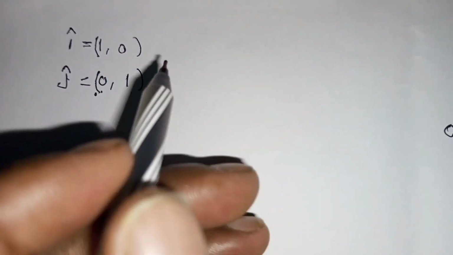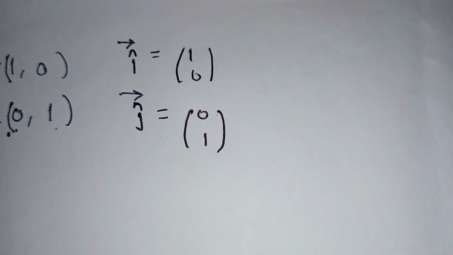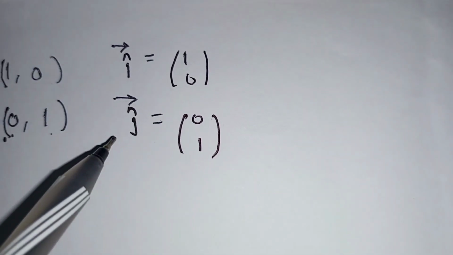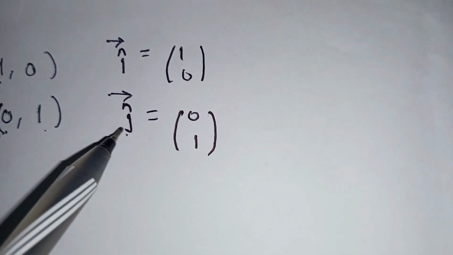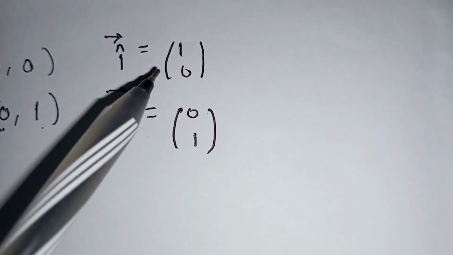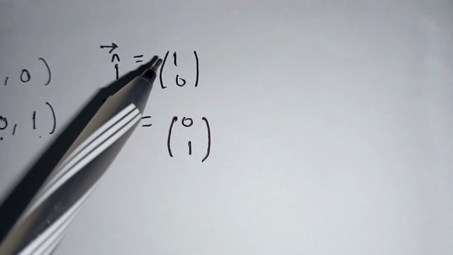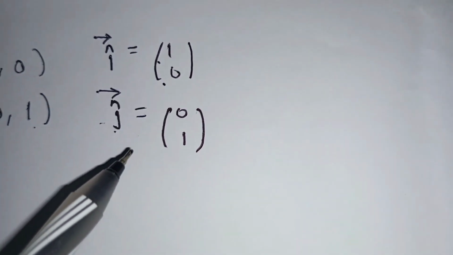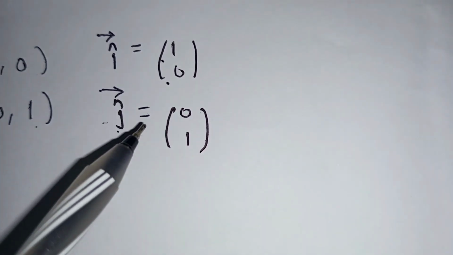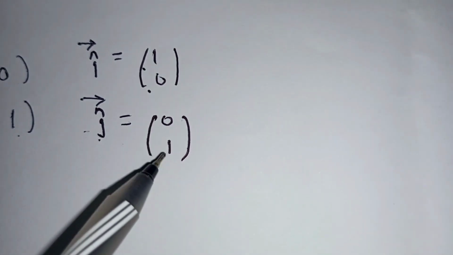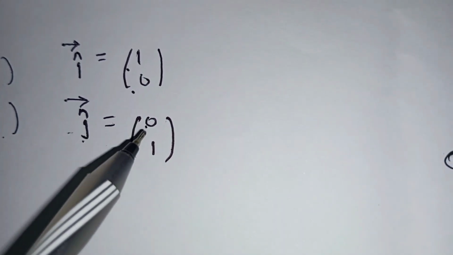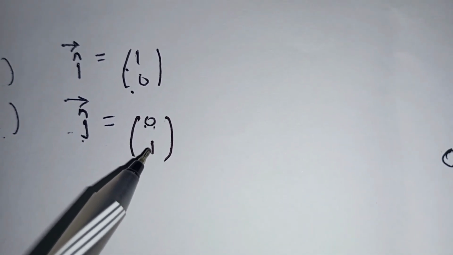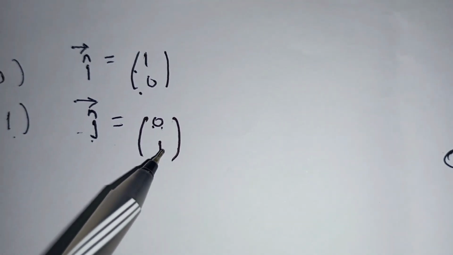So in terms of the vectors themselves, the column vector for i is (1, 0), and the column vector for j is (0, 1). Again, this implies that for i you move 1 step along the x-axis and 0 steps along the y-axis, and for j, it means along the x-axis you move 0 steps, and along the y-axis you move 1 step.